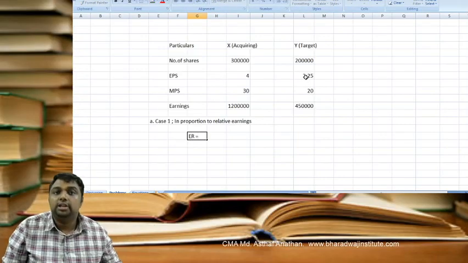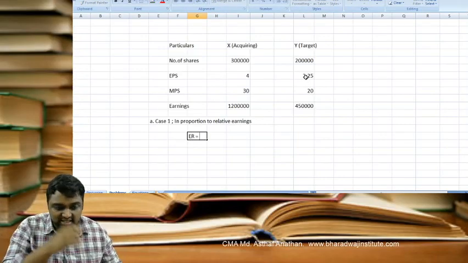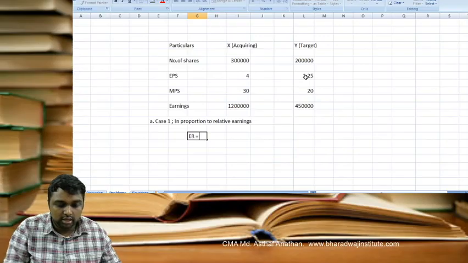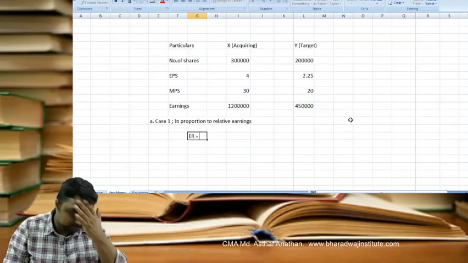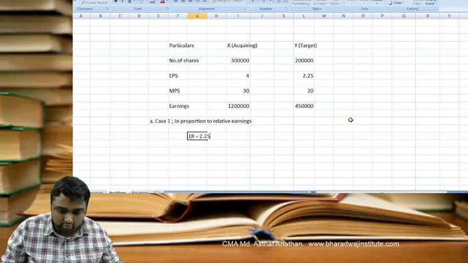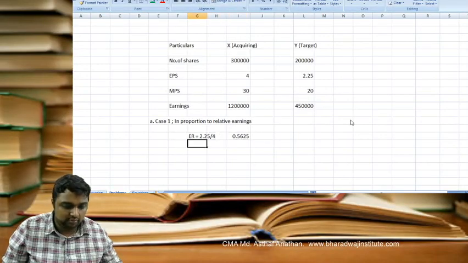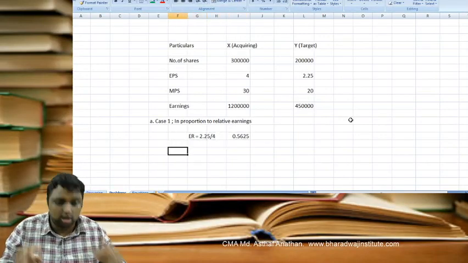First, exchange ratio. How to find out the exchange ratio? Earnings only. 2.25 divided by 4. 0.565. I will do a shortcut.